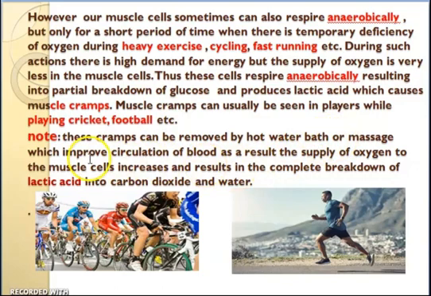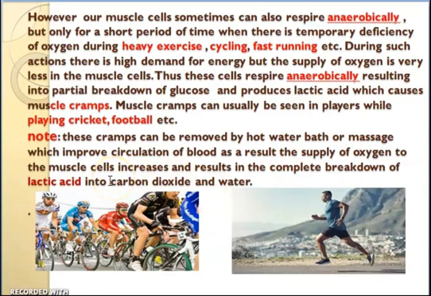or massage, which improves circulation of blood. As a result, the supply of oxygen to the muscle cells increases and results in the complete breakdown of lactic acid into carbon dioxide and water.